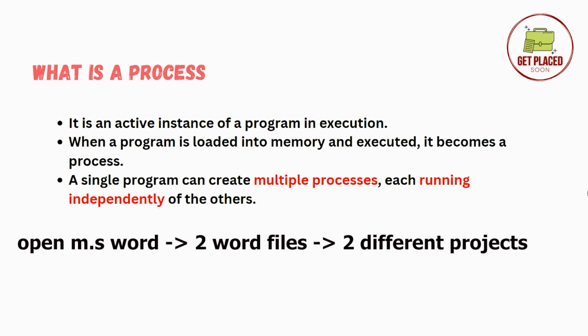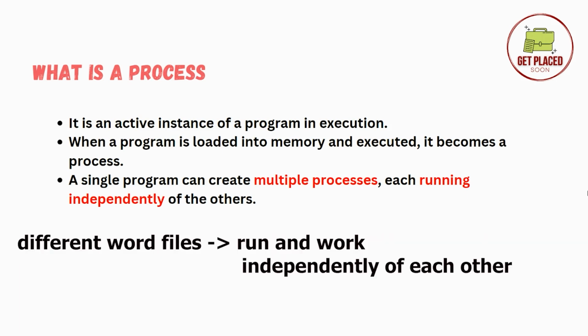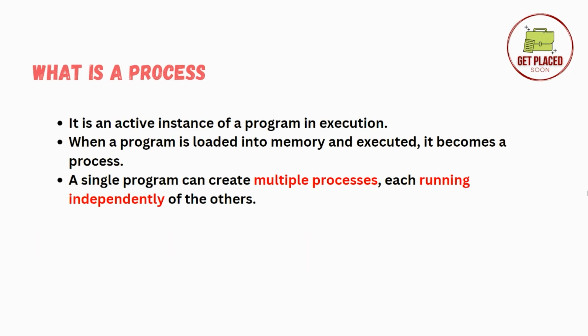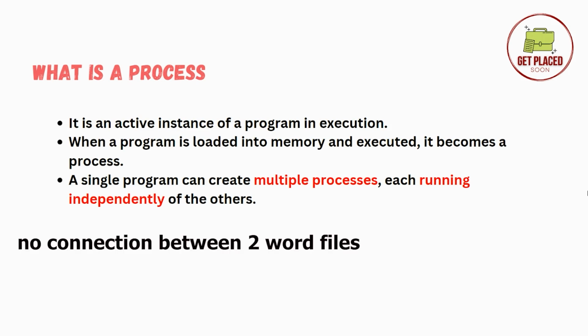For example, if you open Microsoft Word, you take two Word files. In one, you are writing about one project. In the other Word file, you are writing about the other project. The process of opening Word and creating a Word file is the same. That is a single program. Now these two Word files are different from each other. They run and work independently of each other. Two different Word files. So a single program can create multiple processes and each of them is independent of the others. As I said, there is no connection between the two Word files.